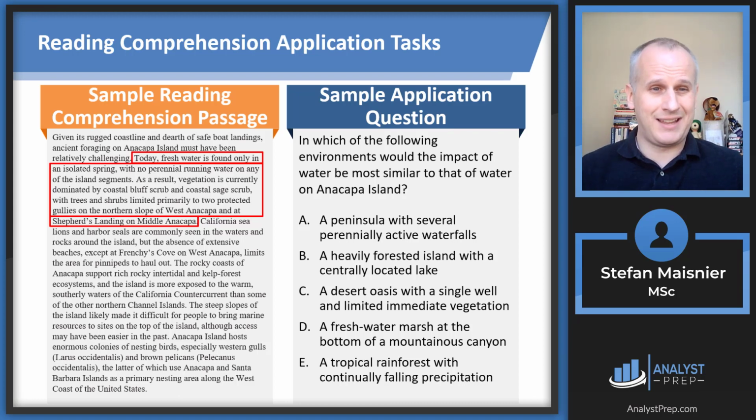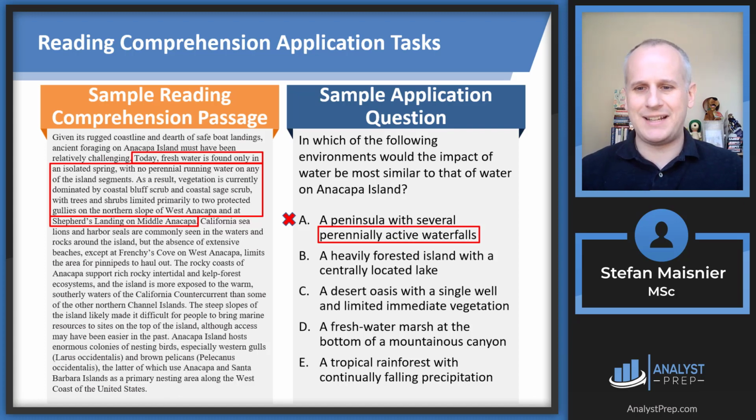Now, we then go through the answer choices and compare against the information that we saw and try to find something that is similar to there being fresh water only in an isolated spring and no perennial running water on any of the island segments. So, choice A, a peninsula with several perennially active waterfalls. Well, that goes directly against the information in this little excerpt, so that can be eliminated as a reversal.